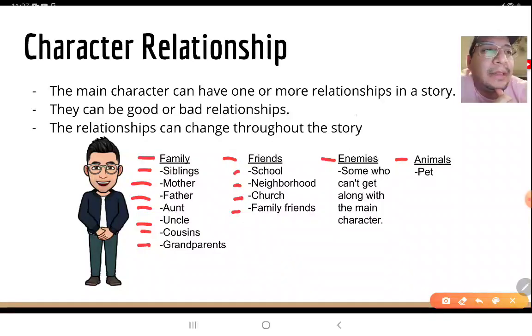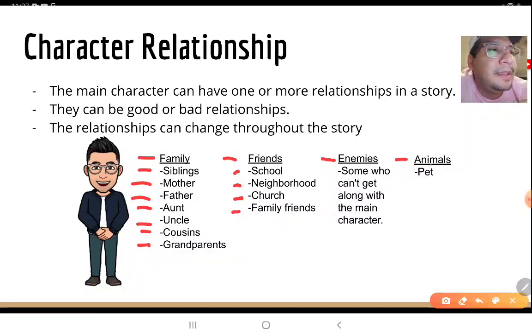Also, enemies could be someone who can't get along with the main character. It could be any of these people, right? Because maybe sometimes you don't always get along with your brother, and at the moment, they become your enemy. Maybe with your best friend you get into an argument about something, maybe picking out a crayon, and you're not friends anymore. It could be a pet also, that all of a sudden is being mean to you or something. So enemies could be any of these people that you might know, right?